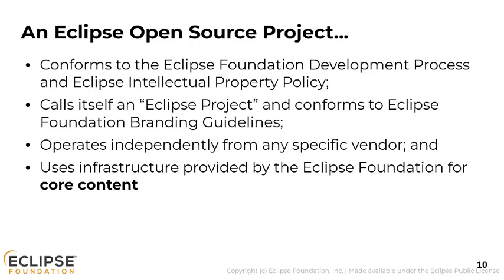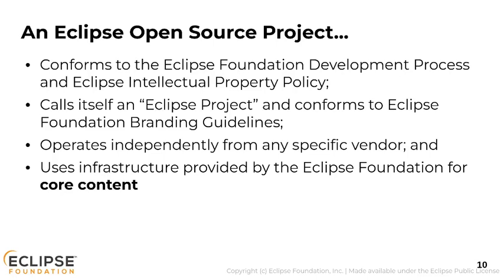So what is an Eclipse open source project? An open source project is the main operational unit for open source software development at the Eclipse Foundation. An Eclipse project has a team of committers and resources that it uses to implement its scope and goals. Pragmatically, an Eclipse project, or more specifically an Eclipse project team, implements the Eclipse Foundation development process and Eclipse intellectual property policy. An Eclipse project calls itself an Eclipse project and conforms to the Eclipse Foundation's trademark and branding guidelines.